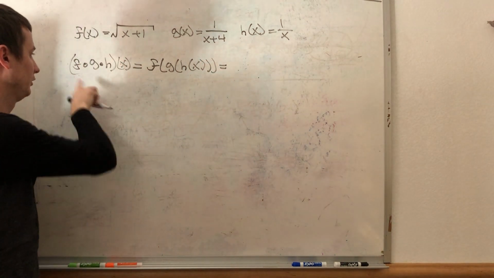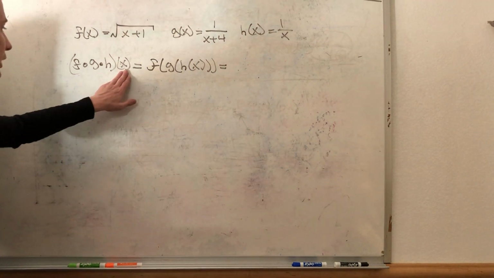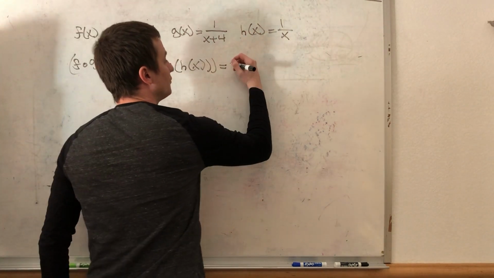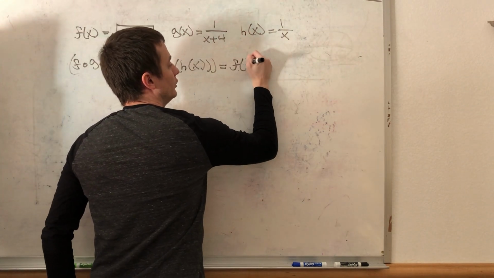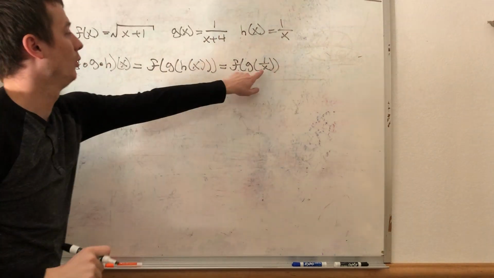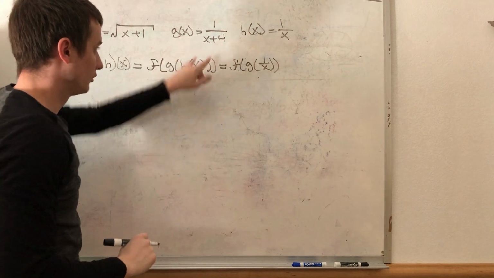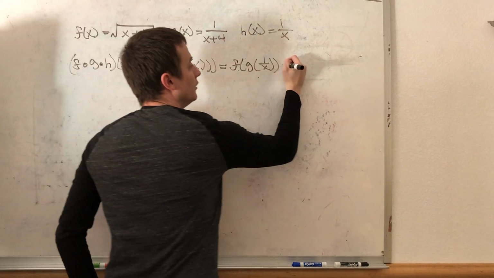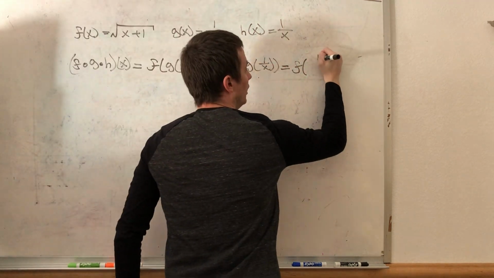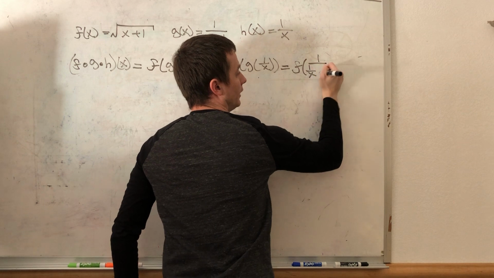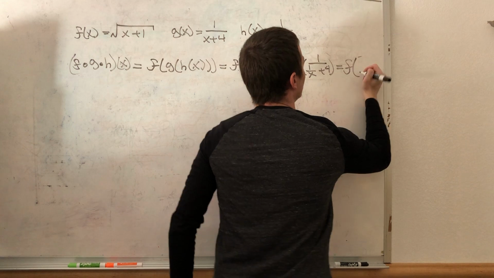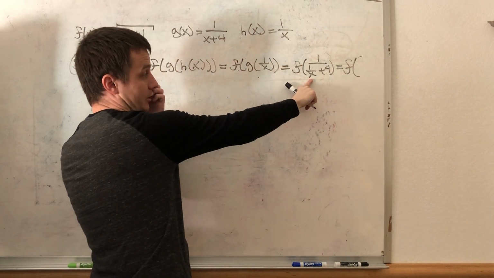If you go back and look up our definition for what this composition symbol means at a point x. Anyways, so now we know what h of x is. That's 1 over x. So this is f of g of h of x. So now what do we get when we plug 1 over x in for g? So we replace that x with 1 over x. So this is going to be f of, when we plug that in, we get 1 over x plus 4, which is equal to f of, get a common denominator in the denominator.